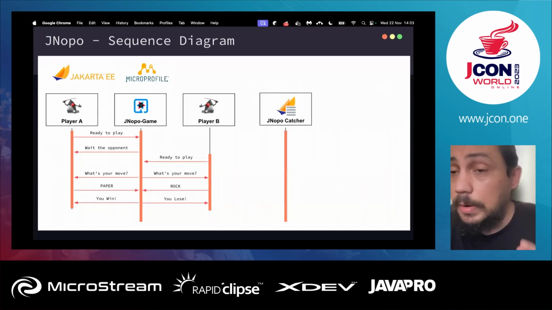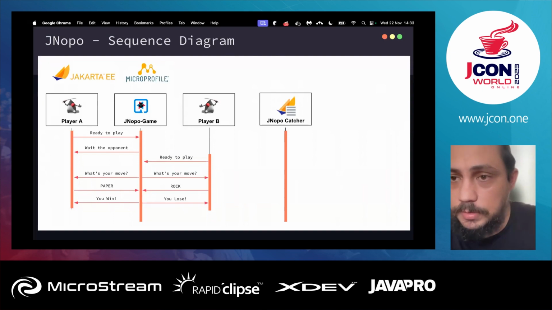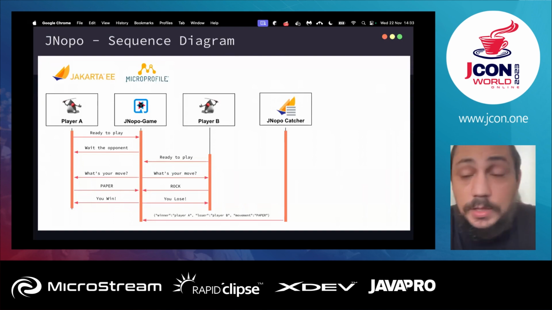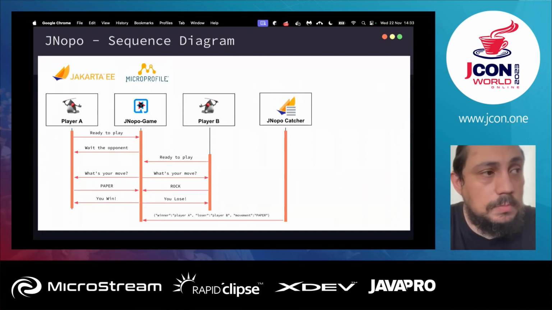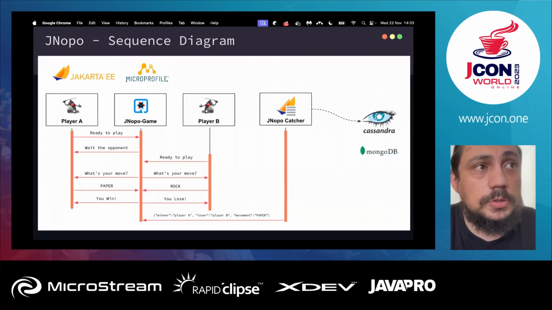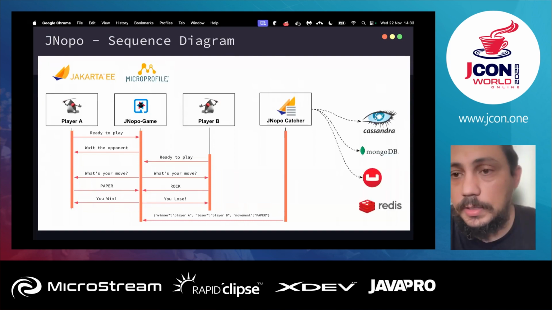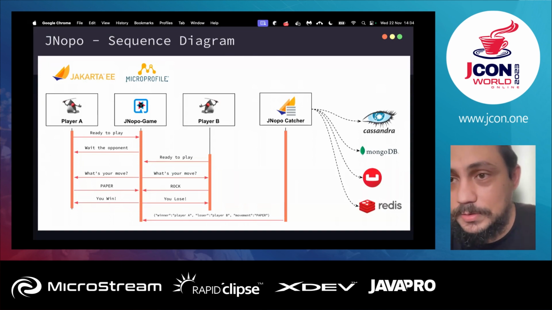And in our application, we use a JNoSQL catcher component here in my machine, in my application, that will listen for events from the game. Based on the collected events, it will store the data where I'd like to put it. Okay? This is the way that everything will work.